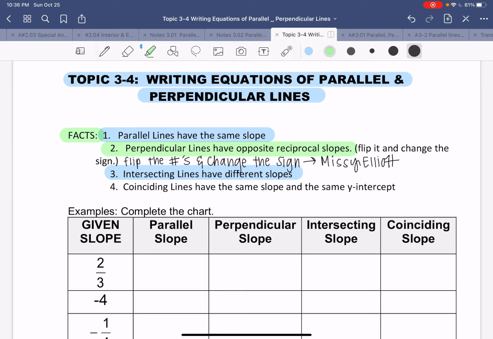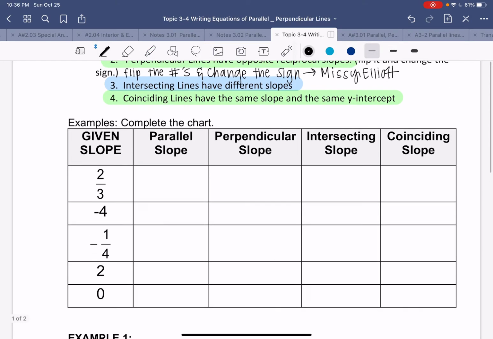And then we have coinciding lines, which have the same slope and the same y-intercept. What that means is the lines are just on top of each other, so it literally looks like there is no other line. It looks like there's just one line there in the end. So we're going to complete this chart right here.